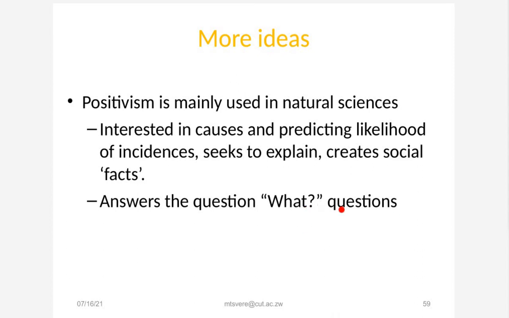So you find that positivism falls normally under natural sciences because we are interested in predicting likelihoods of incidences. We are trying to seek an explanation. We want to create social facts. So normally we answer the question, what?